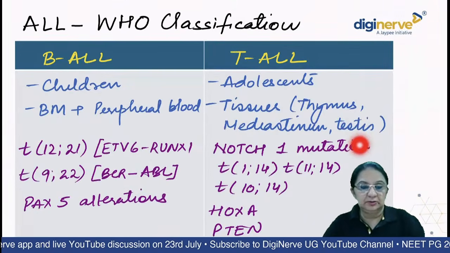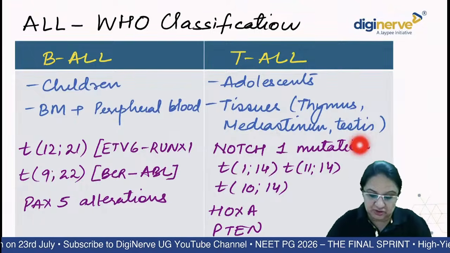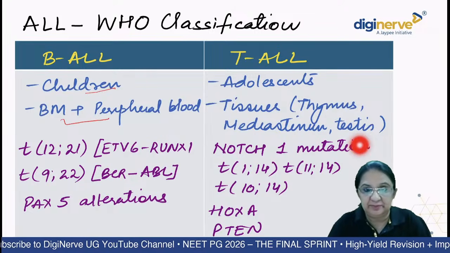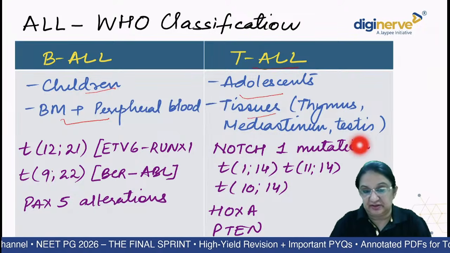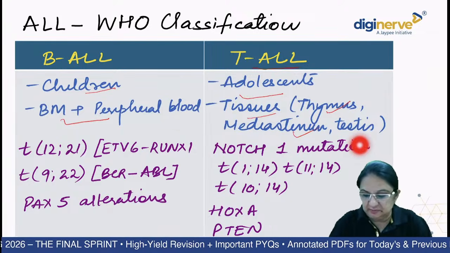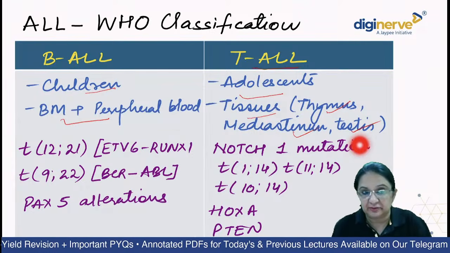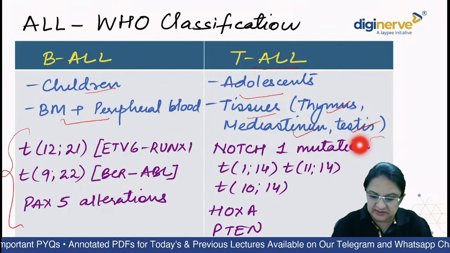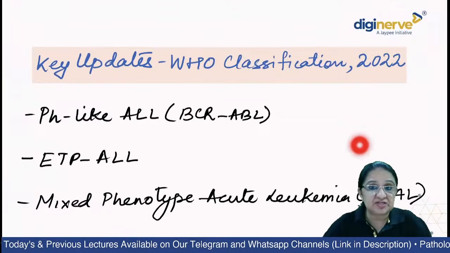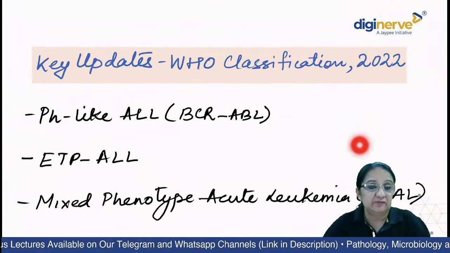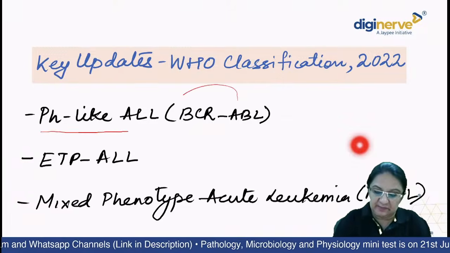Now, that was FAB classification. Coming to WHO classification. B-cell ALL is seen in children, and usually the bone marrow and peripheral blood are affected. However, in T-cell ALL, adolescents, and tissues are affected. What tissues? Thymus, mediastinum, testis. T-cell, remember tissues. B-cell, remember bone marrow plus peripheral blood. These are the specific genetic defects that you see in B-cell ALL, right? Key updates in WHO classification for ALL was they've also included Philadelphia-like ALL, which also has BCR-ABL fusion.